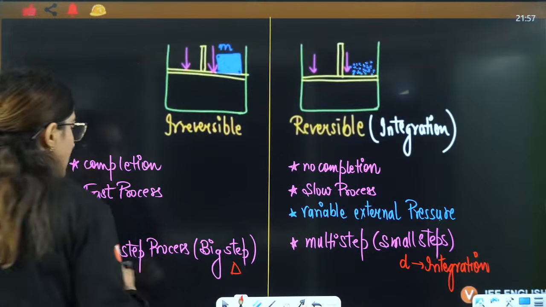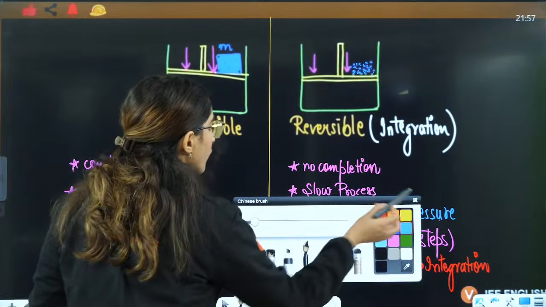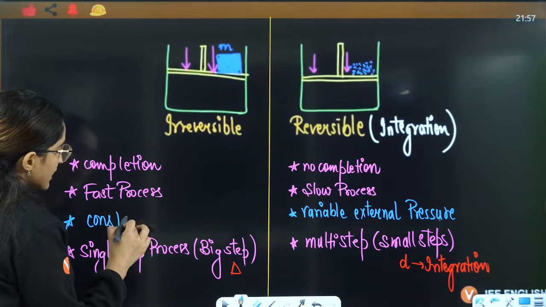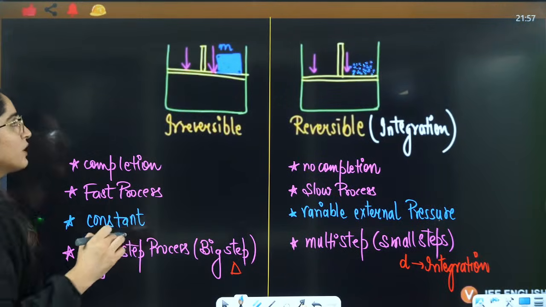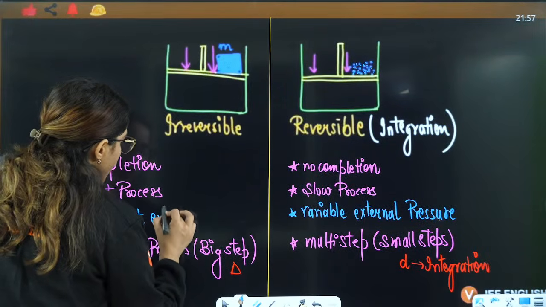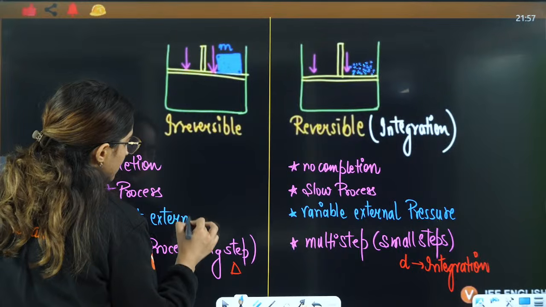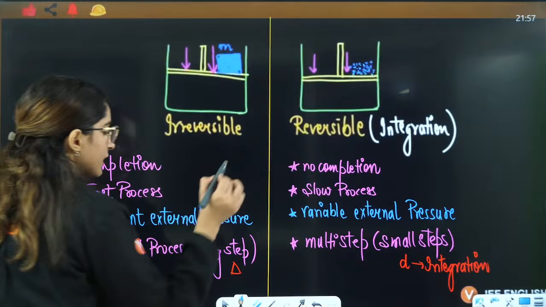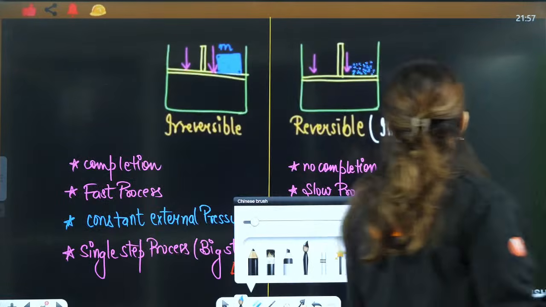Okay. Now let's talk about what kind of pressure will be there. It is a constant external pressure, because only one big block is there, so a constant external pressure is there. Constant external pressure. Okay, constant external pressure.